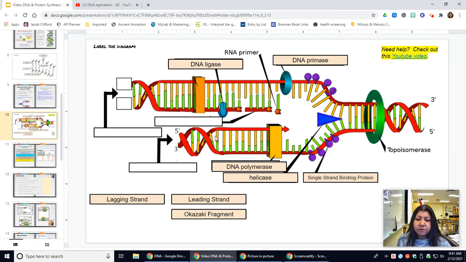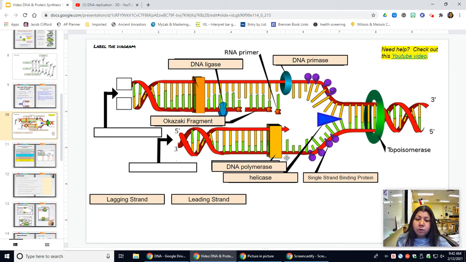So this bottom strand right here can be formed continuously. Once your DNA polymerase attaches on, it's going in the direction that the DNA is unwinding, and so it's just going to continually add on bases. The other side has to do it discontinuously. Because the DNA is going backwards, DNA polymerase has to attach and then add on little short strands. Those little short strands are called Okazaki fragments.